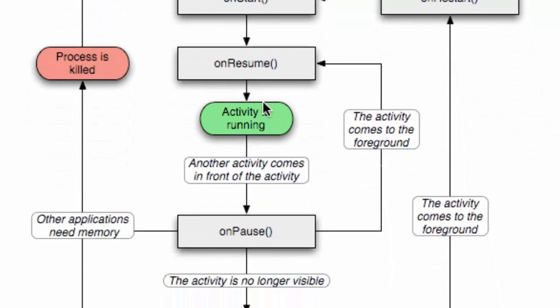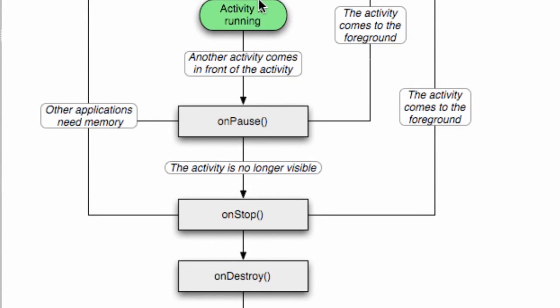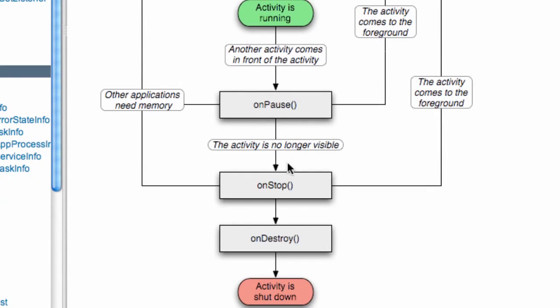Now, if our activity is running and we get a text message, or for example, if our splash activity starts a new activity, the splash activity is going to go through an onPause and, when it's no longer visible, it's going to call an onStop method. So basically the most important one is the onPause. But if our activity gets shut down, it's going to call the onPause, onStop, and onDestroy.